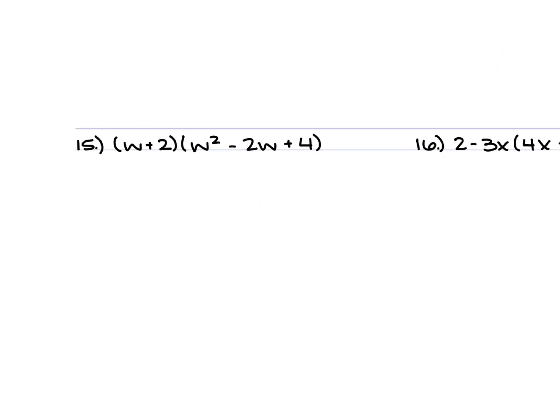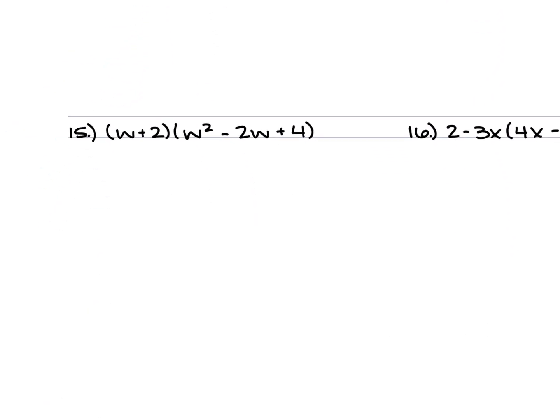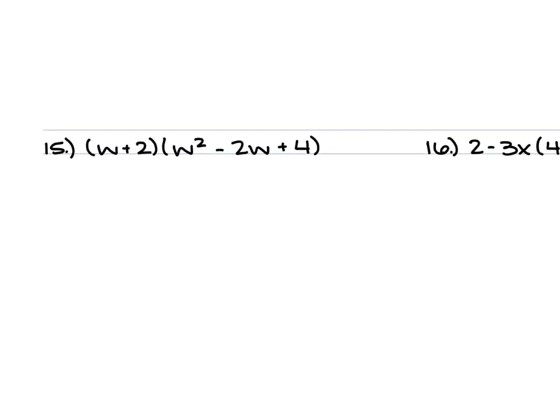For number 15, we have w plus 2 times w squared minus 2w plus 4. So we're going to start this one by distributing the w. So it's w times w squared, which is w to the third power. Then w times negative 2w is negative 2w squared. Then w times 4 is 4w.